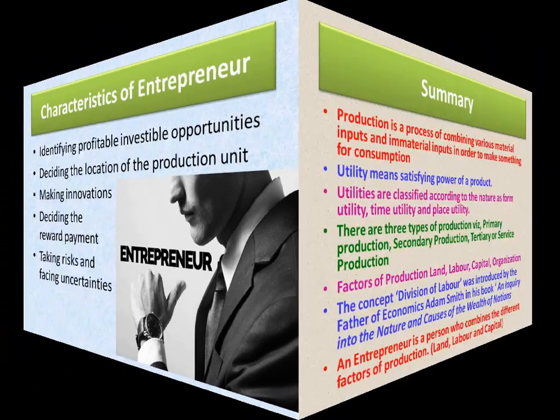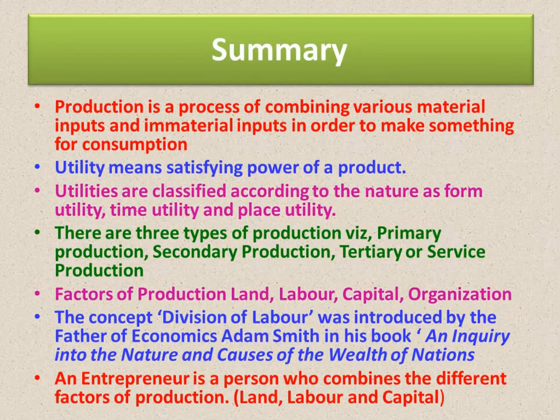Before we wind up, let us have a summary of the unit. Children, production is a process of combining various material inputs and immaterial inputs in order to make something for consumption. Utility means satisfying power of a product. Utilities are classified according to their nature as form utility, time utility, place utility. If the physical form of a commodity is changed, its utility may increase. That is the meaning of form utility.